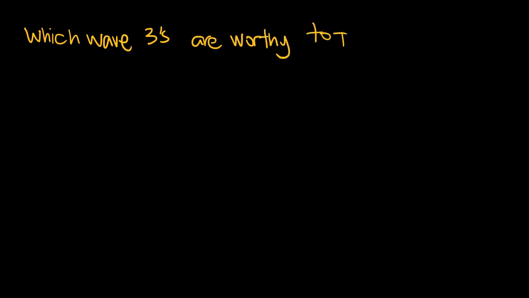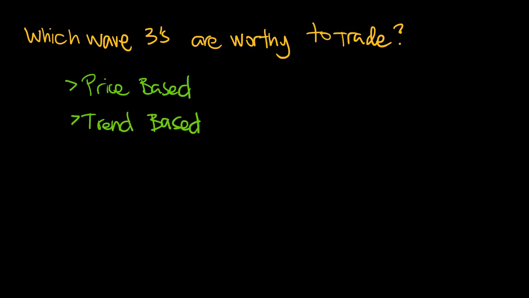Now that we have tools to determine the price structure of a 1-2 combo, the question now lies on the selection of which wave 3s are worthy to trade. Filtering for relative strength and stock screening has been an age-old problem when trading financial markets. Here in Open Journal, our parsimonious solution consists of two parts: a price-based filter and a trend-based filter.